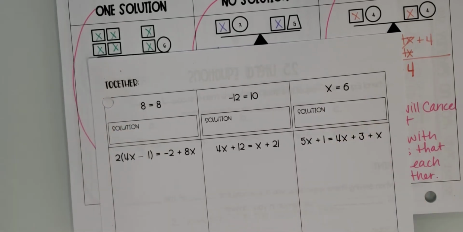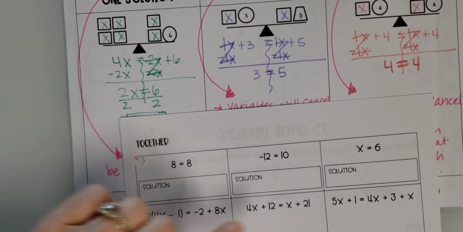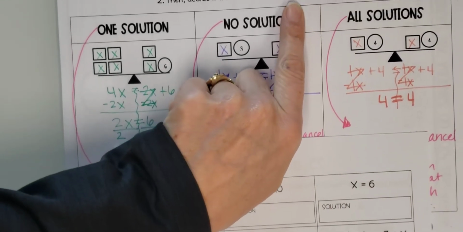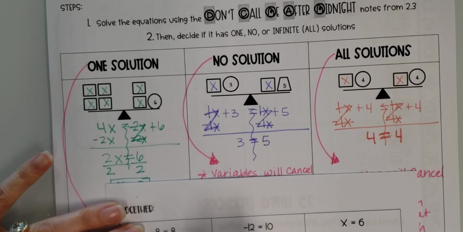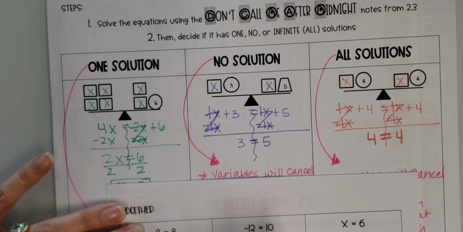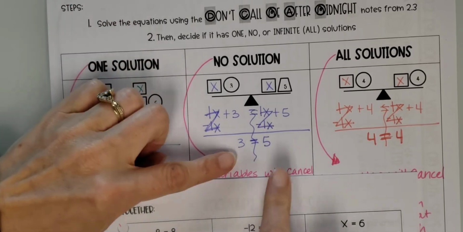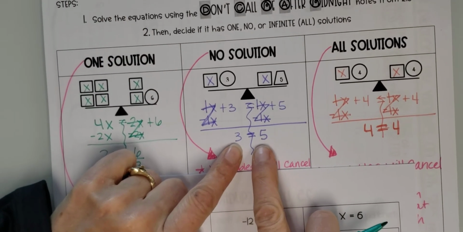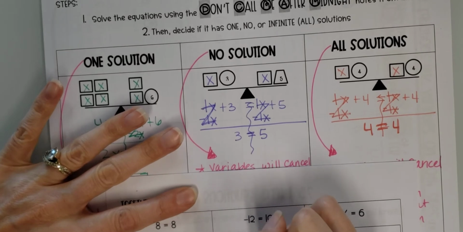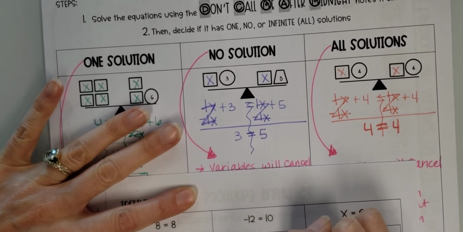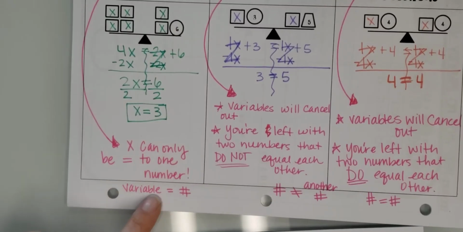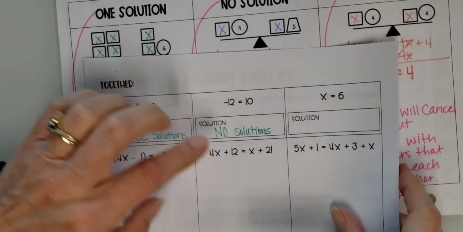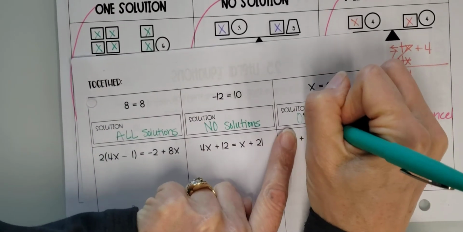What type of solution would these be? Well, if they equal each other, that would be what we're calling all solutions or infinite solutions. So this one we'll call all solutions. When it's two numbers and they don't equal each other, that's no solution. And then when it's just the variable equals a number, that is one solution. And that one solution is 6.